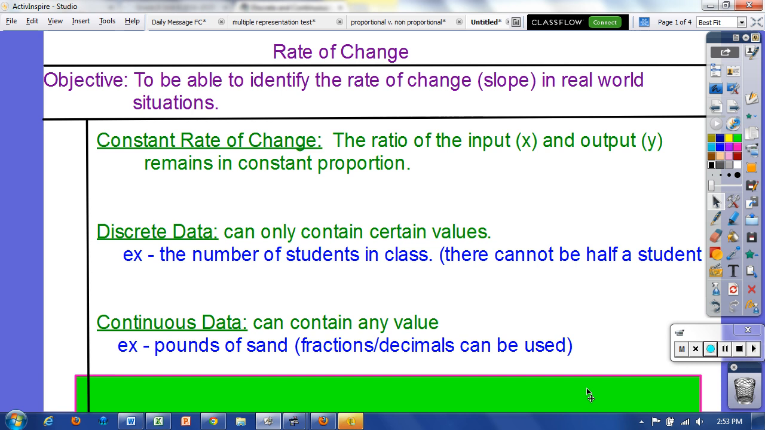If you're looking at continuous data, you can have any value. All right, so you're not limited to whole numbers or integers or anything like that. It could be literally any value. So if you're looking at an example like pounds of sand, well, you can have a whole pound, you can have 10 pounds of sand, you can have 10.2 pounds of sand, 10.5, right? There's a lot of different ways you can have different pounds of sand and measure that, and you're not only held to certain numbers. So we will be distinguishing between discrete and continuous data in these as well.